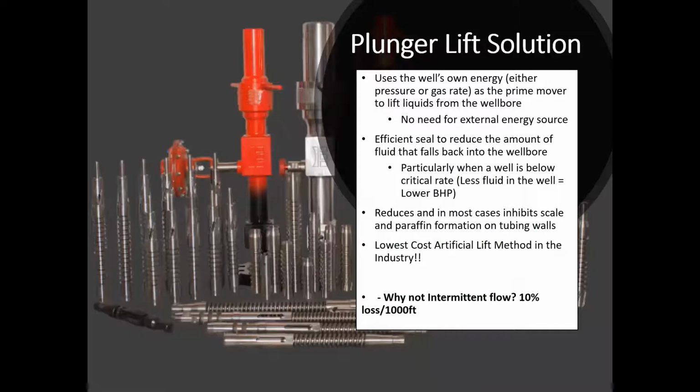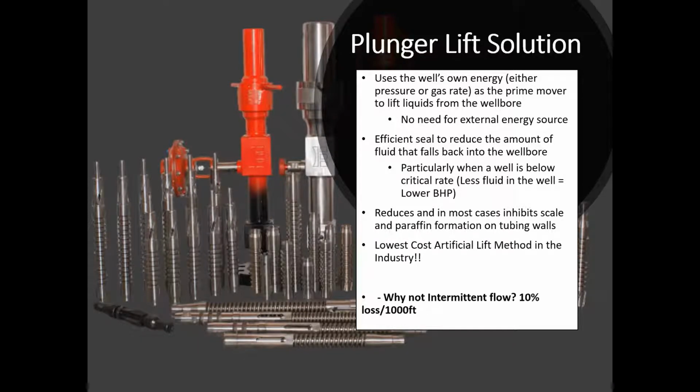So why do we use plunger lift? It uses the well's energy, either pressure or gas rates, as a prime mover to lift liquids from the wellbore. There's no need for an external energy source. Efficient seal to reduce the amount of liquid fallback into the wellbore, particularly when the well is below critical rate. Less fluid in the well equals lower bottom hole pressure. It reduces, in most cases, or inhibits scale and paraffin formations on the tubing wall, which reduces operating costs. Lowest cost artificial lift method in the industry.